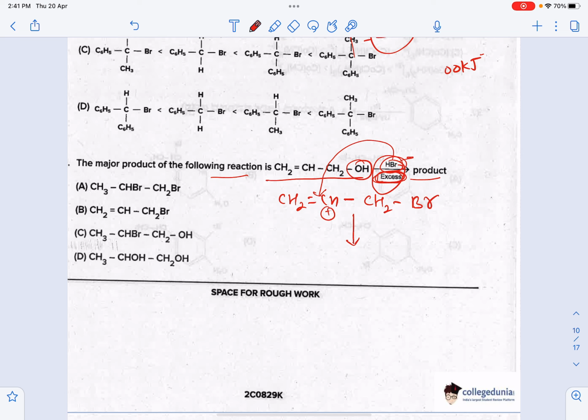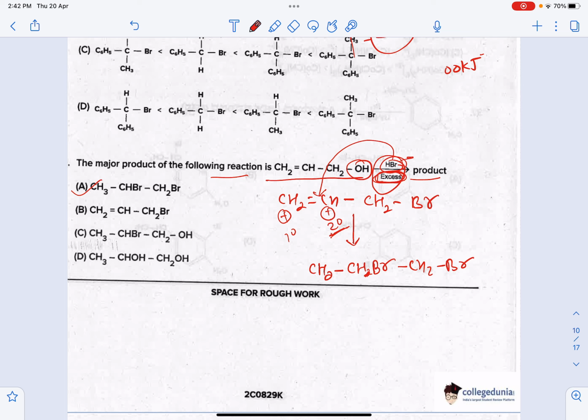the secondary carbocation will form, which is more stable. Here also a carbocation is formed, but this is secondary and this is primary, so this will be the more stable carbocation. So our product will be CHBr, and this will be the Br. So our correct answer will be option first.